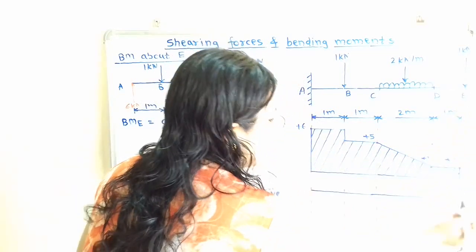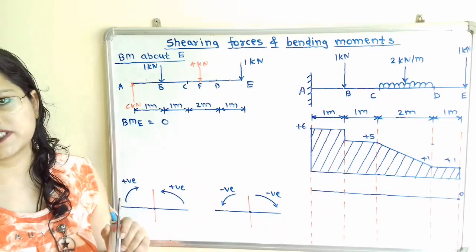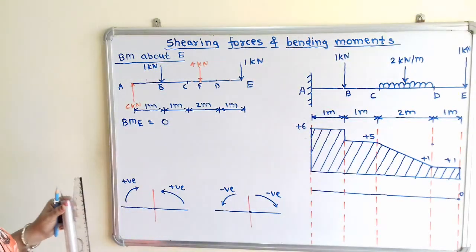And this is the point E, and the value is 0, that means here on the baseline we have to mark 0. Now we will move to the next point.